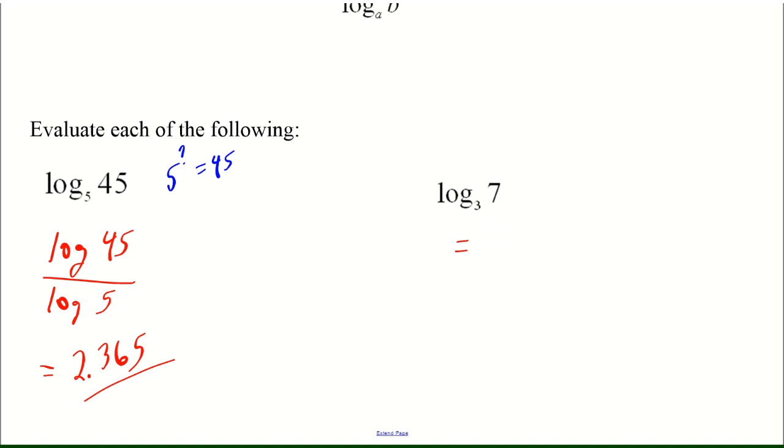Now, just to show you the other, pause this for a second. Sorry about that, distracted by a phone call.